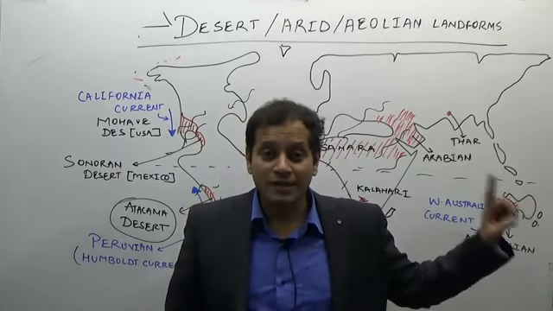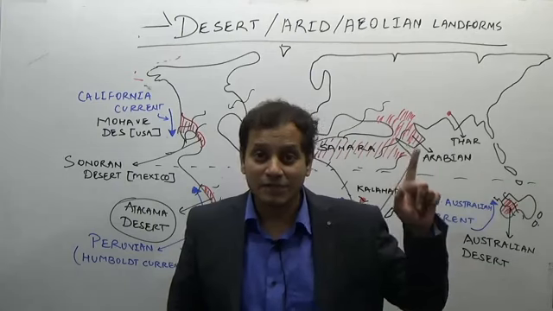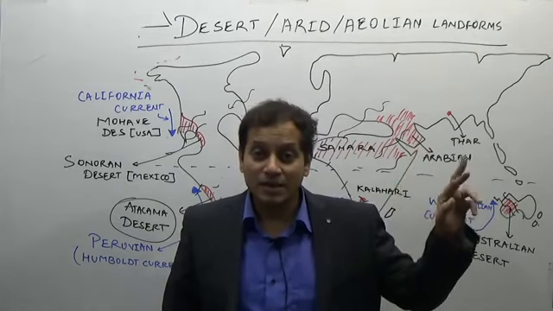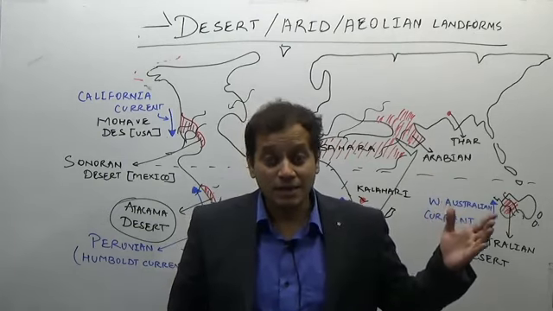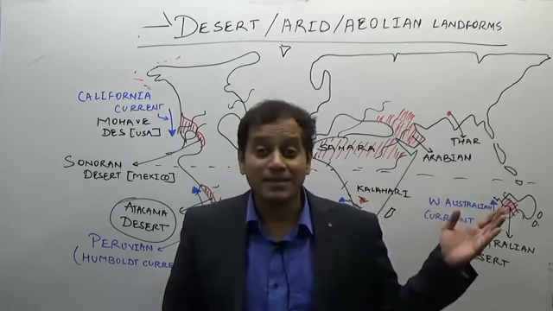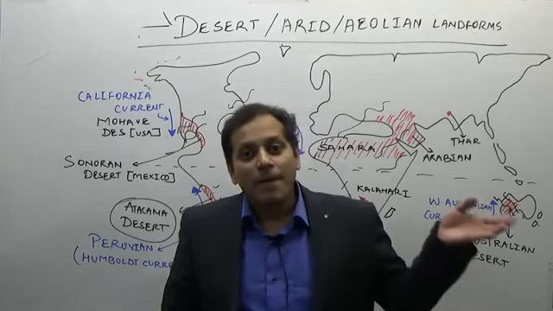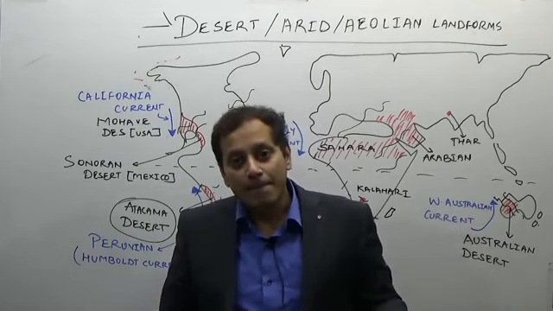So Mojave Desert or Sonoran Desert by the Californian Current. Atacama Desert, the driest desert in the world, by the Peruvian Current. Arabian Desert, Sahara Desert by the Canary Current. Namib Desert by Benguela Current.